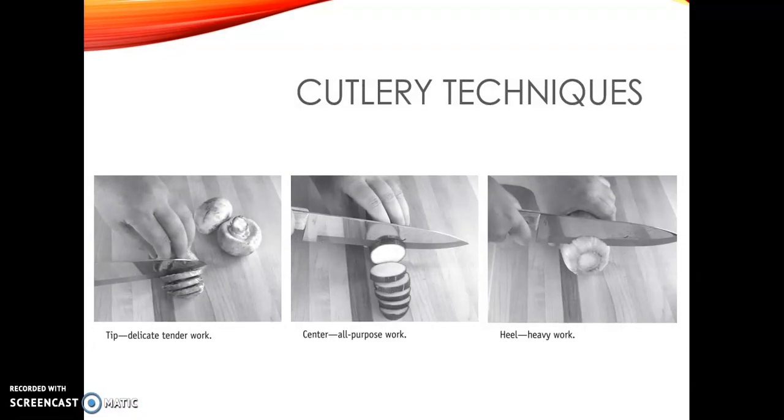So again, for delicate work, like slicing a mushroom, you're going to use that tip. For all-purpose work, slicing, we didn't talk about this part, you're going to use the middle of the knife. And then for something really hard to chop, like the base off of celery, you'll use that back end.